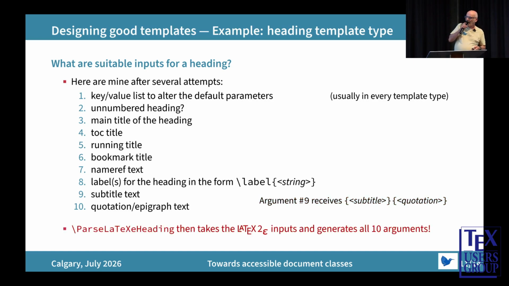And basically, parse LaTeX heading generates all 10. I mean, it takes the 3 that LaTeX standardly provides you with, but it generates all 10 for the rest of the processing. Most of them have no value by default. But that allows us to have an interface where you have a quotation coming with the heading automatically.